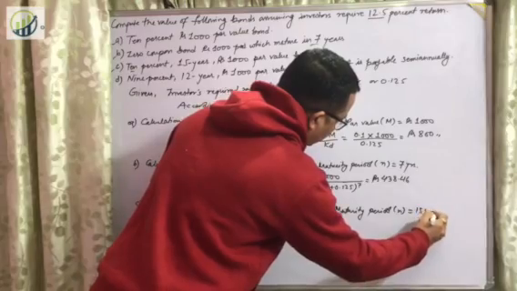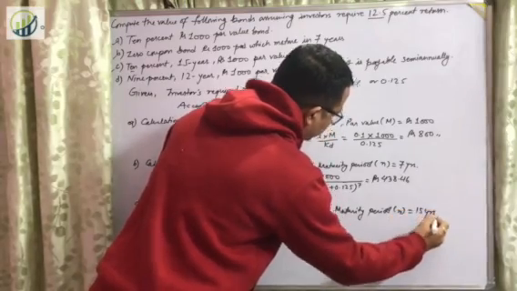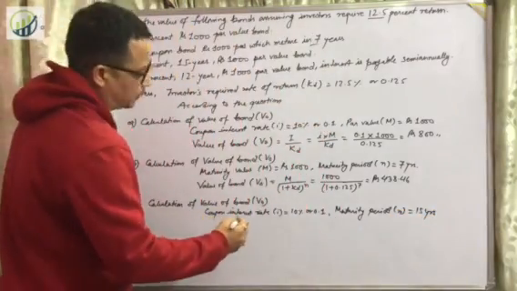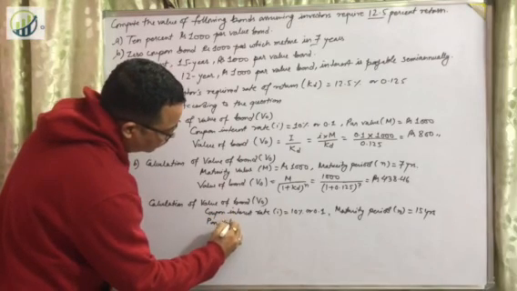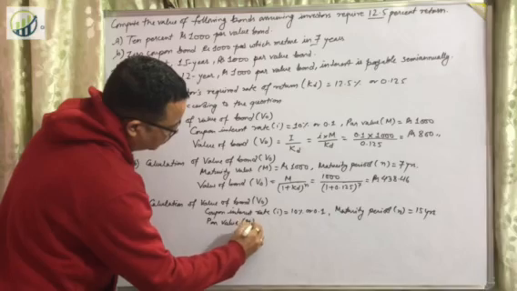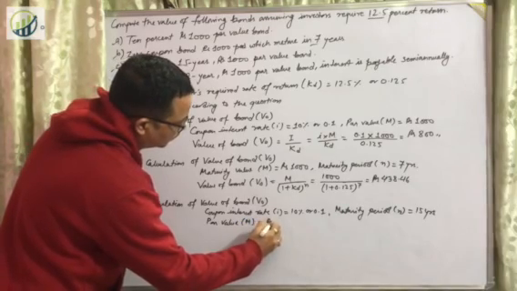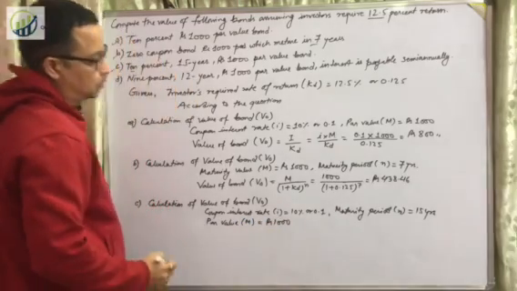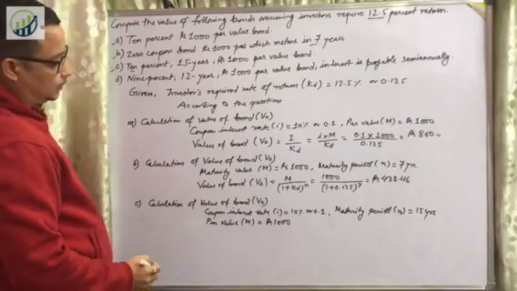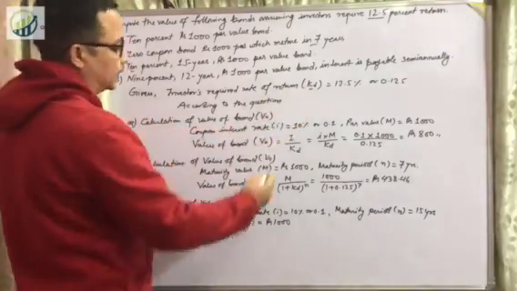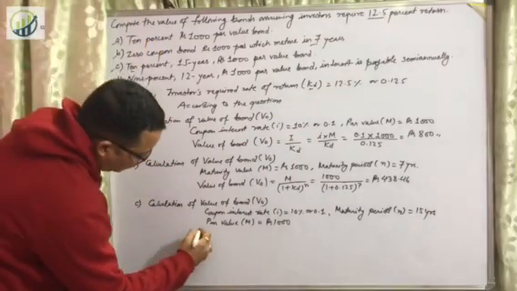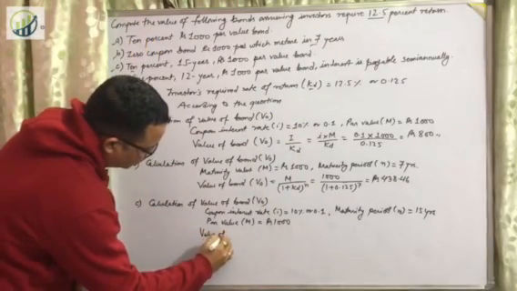15 years. Then you have par value, or you can say maturity value. That is your rupees 1000. And now also the investor required rate of return is already here. So now the value of the bond.